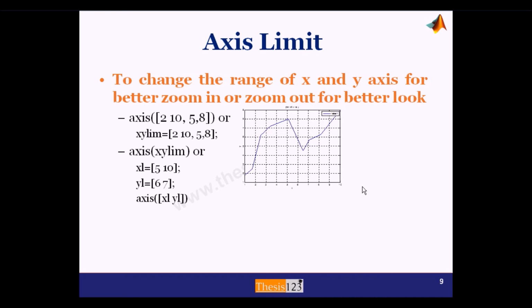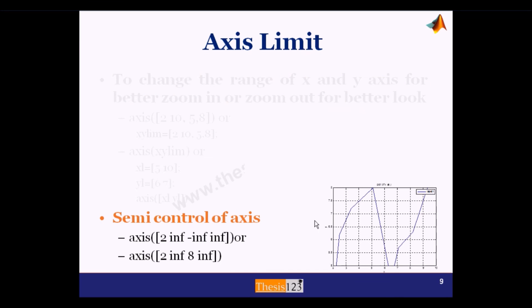Sometimes we also go for semi axis limit, or semi axis control. Semi axis control is like this. I want to keep the positive side as it is, but I want to start only from a particular location. So for the x axis, 2 to infinity, and for the y axis, -infinity to plus infinity. And for the second one, axis with 2 to infinity and 8 to infinity.